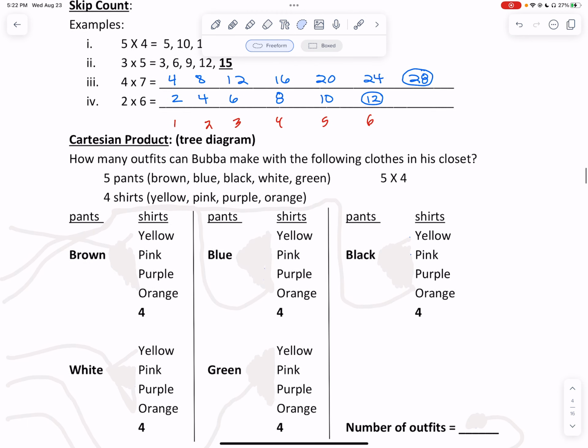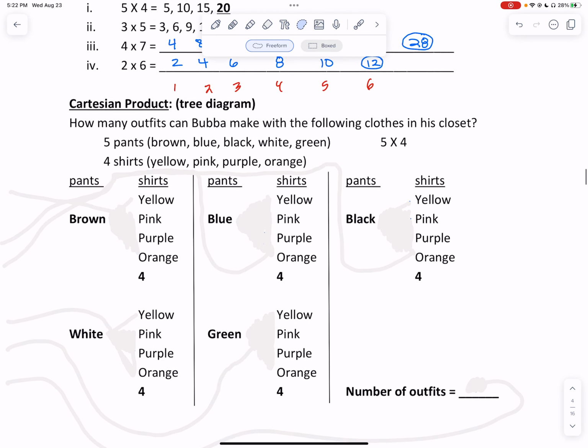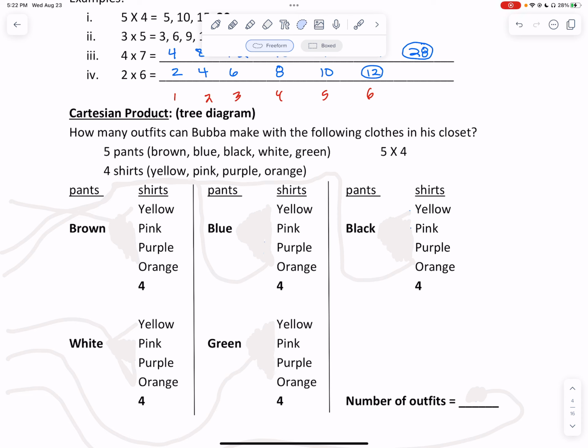Another way is called the Cartesian product. Okay, and so this helps students to understand, because you will have students say, when am I ever going to use multiplication? I know how to add. I'll just add a bunch of times. Okay, so you could give them this as an example.